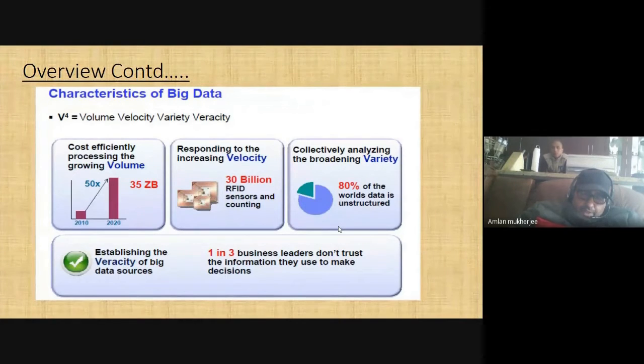The main characteristics of big data are the 4 V's: the volume, the velocity, the way the data is going, the different variety, and the veracity. You can see over here that the cost efficiency of processing a growing volume has gone 50 times more from 2010 to 2020. If you think of a computer you were using in 2010, it would be very time consuming to run in today's world.